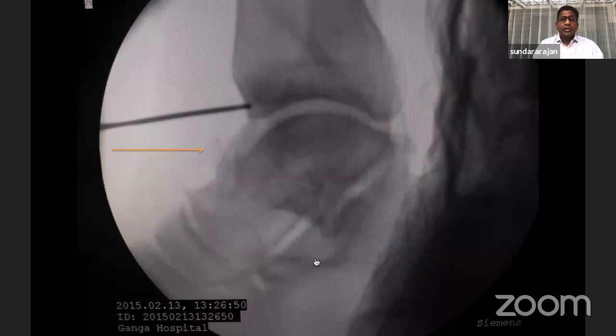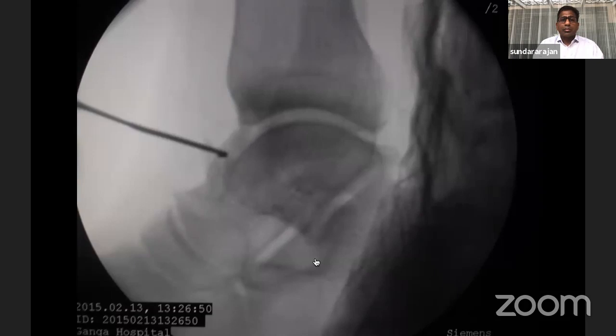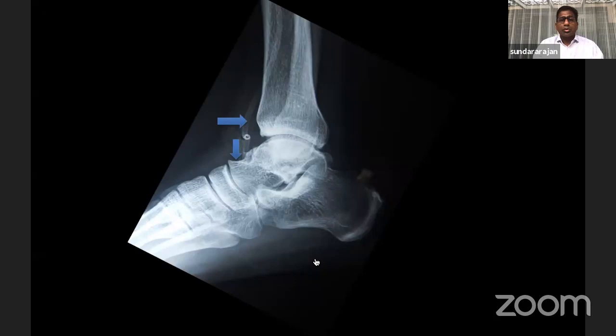You mark it with a pin and make sure that you are not removing the normal bone. Even though you're seeing it arthroscopically, you need an image for each step to remove the spur on both the tibia and the talus. At the end, you can see the complete removal of the spurs on both sides.